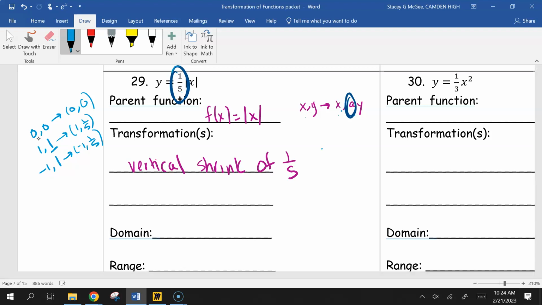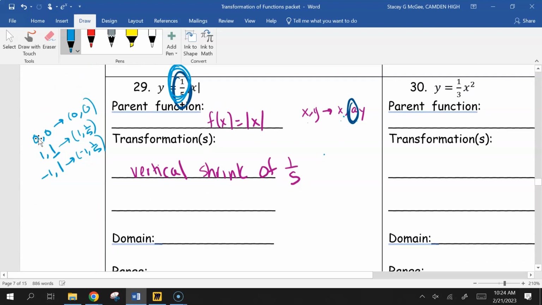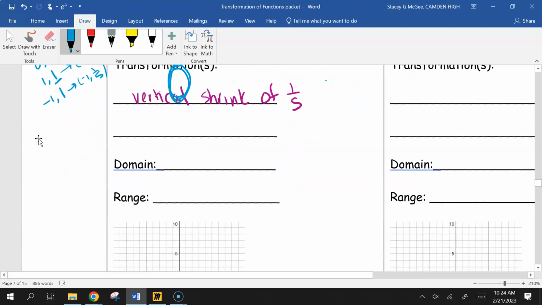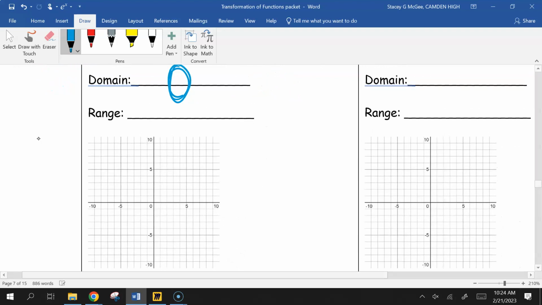You multiply the y by this number in front. So now, oh, why is that moving? All right, so I've still got 0, 0. And then I got 1, 1/5 up a little bit, and you don't have to worry about being extra super precise here. I'm just going to connect. It should be stretched out because it's a vertical shrink, which makes it wider.